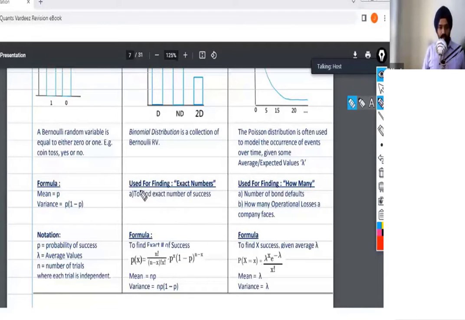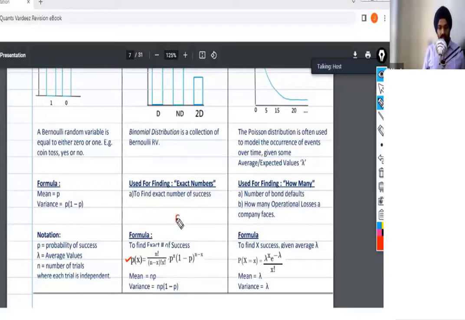So as I said, this is used for this. What about the formula? If you want to find the exact number of successes, how can you find it? Well, there is a formula for this, and this is something that you need to remember. Make sure that you remember this for the exam. So the probability to find the exact number of successes is equal to n factorial over n minus x factorial multiplied by x factorial.